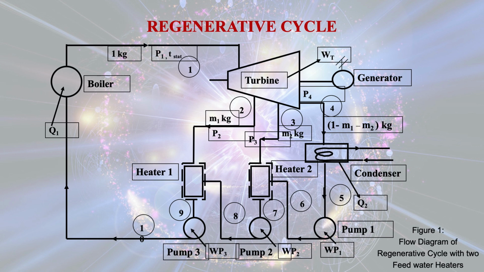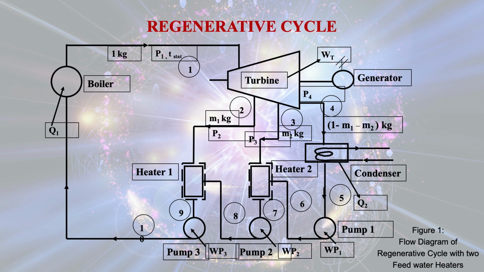After the heat transfer, 1 minus M1 kg of steam will come out from heater 2, and pump 2 will pump that water to heater 1. There will be heat transfer between the M1 kg of steam coming out from the turbine at stage 2 and the feed water, and lastly the 1 kg of water will be pumped by pump 3 to the boiler.